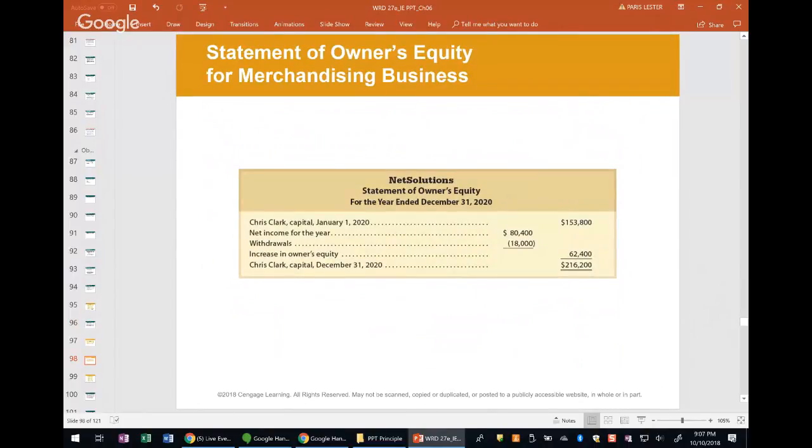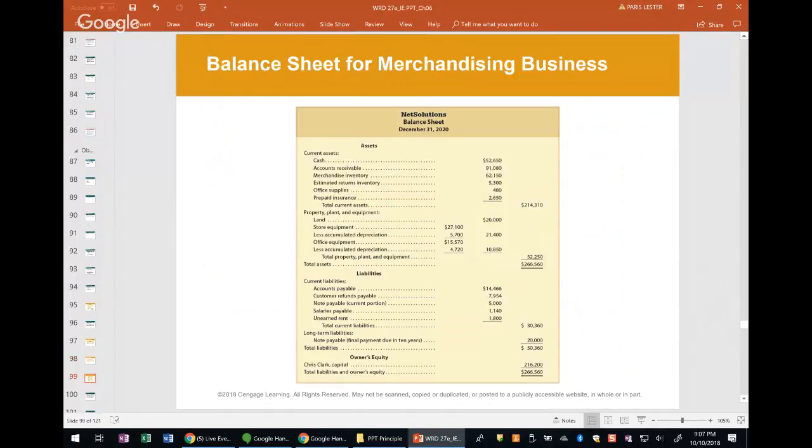Now, owner's equity for a merchandising business does not change. It's the same as you did on the test you had the other day. The balance sheet does not change. All right, sure, you've got merchandise inventory and you've got estimated return inventory, and down here under liabilities, you've got 2 or 3 new things on the balance sheet.